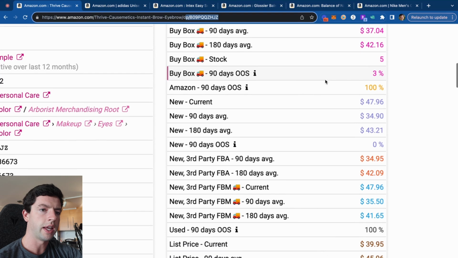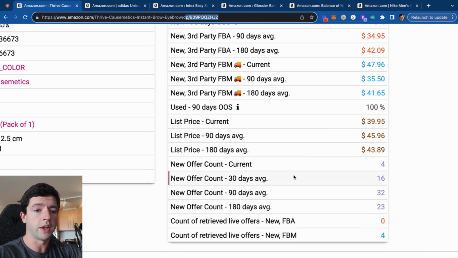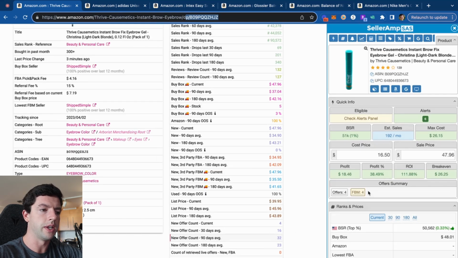Don't really worry about the stock counts. Amazon out of stock 100%. That's great. Although we're going to take a look at a product Amazon's on and talk about when we potentially may want to compete with Amazon. And then I wouldn't really worry about any of this other data, although the new offer count average is pretty cool too. So that one I would take a look at.